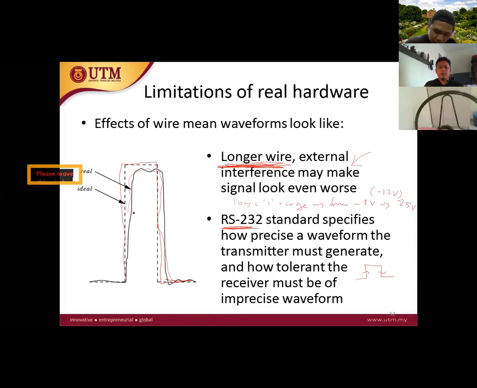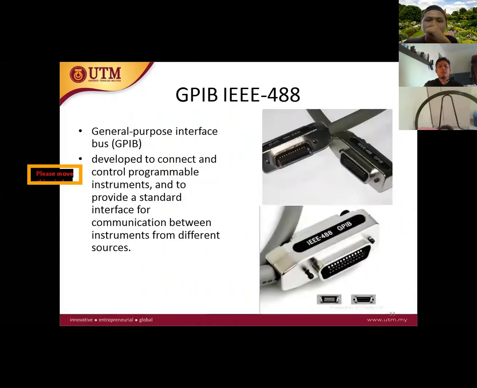As for logic 0, the range is from 3 volts to 25 volts. But the typical level is 12 volts for logic 0, logic 0 or bit value 0.